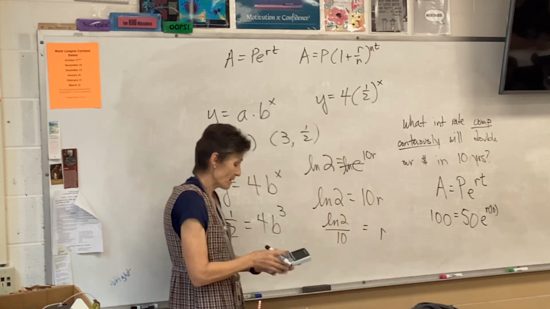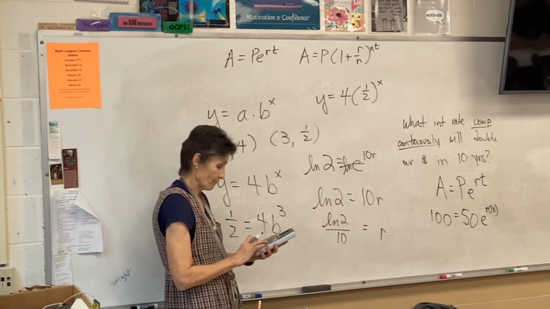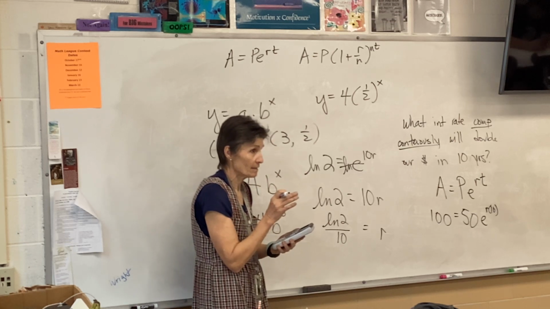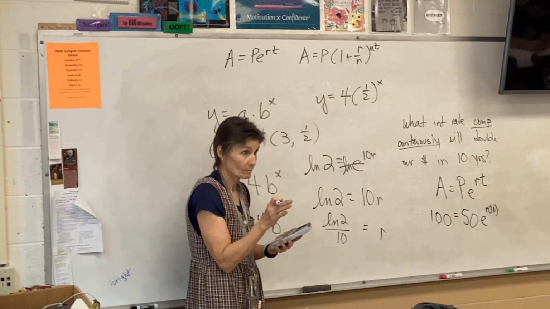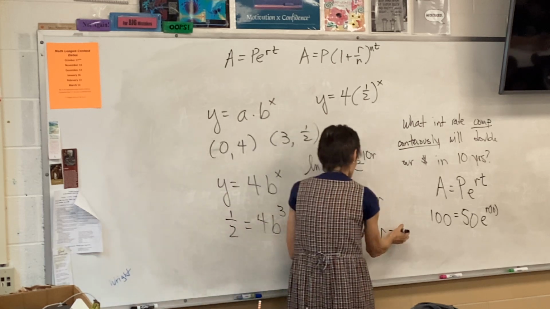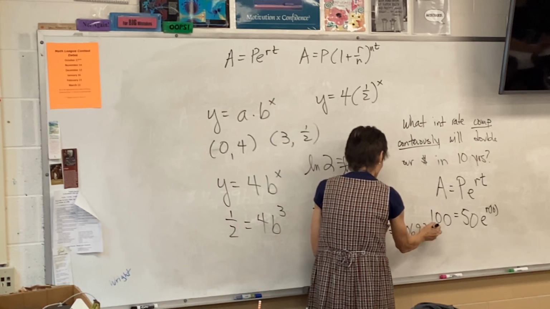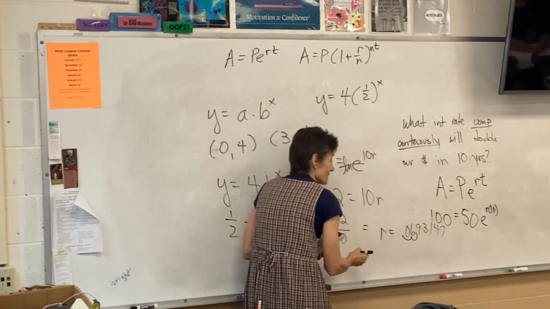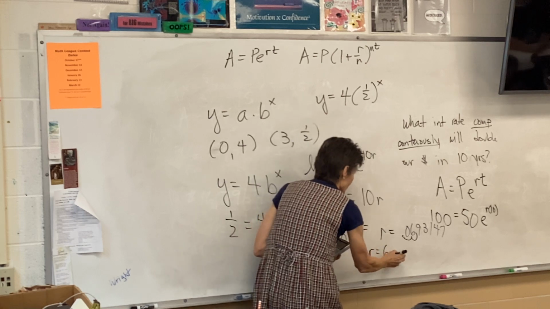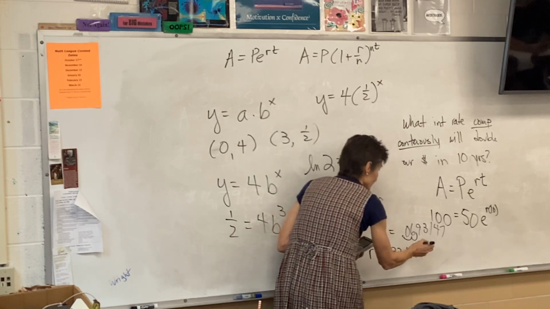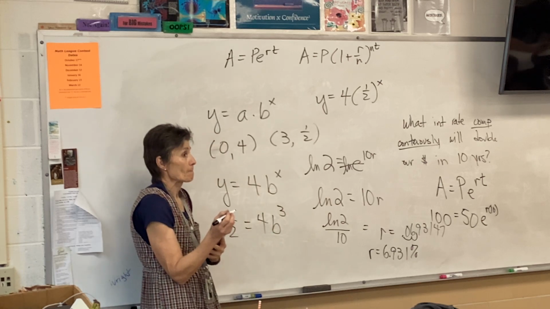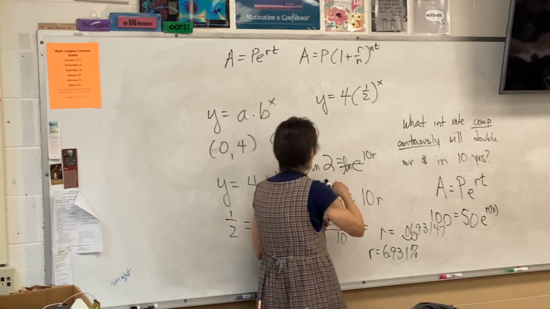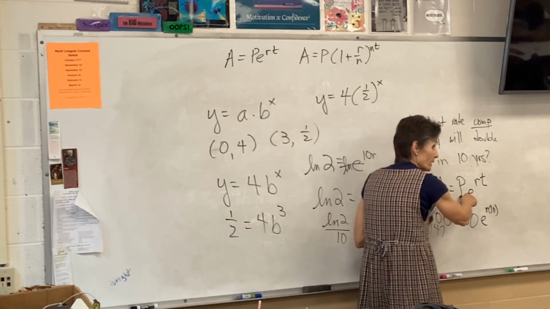Now, let's go ahead and type that in. But remember that the question specifically said what interest rate? So when I type this in, I got 0.0693147. But in terms of a percentage, that is going to be 6.931%. If it's double, you automatically put that to it.